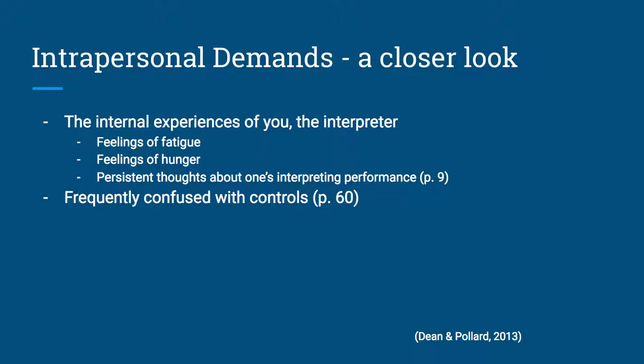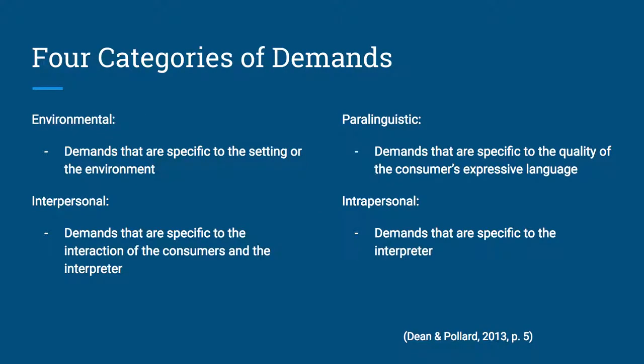Frequently, intrapersonal demands are confused with controls. Again, think about it this way. Demands require something from the worker. The controls are the abilities or the capacity of that worker to meet or respond to the demand. We'll talk more about controls momentarily. So, to recap, there are four types or categories of demands. EIPI: environmental, interpersonal, paralinguistic, and intrapersonal.